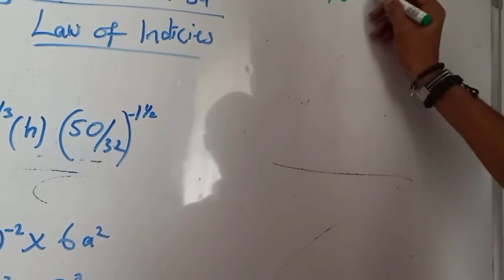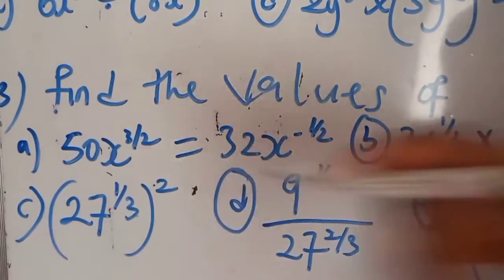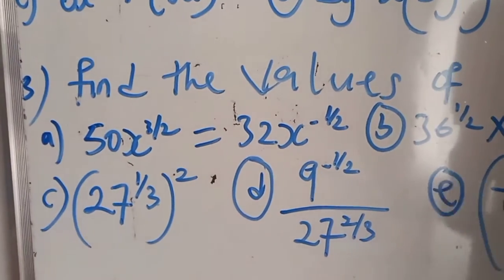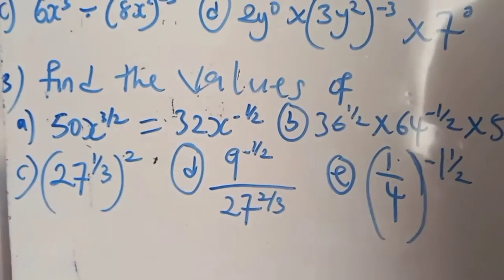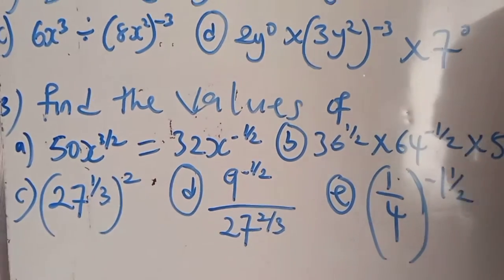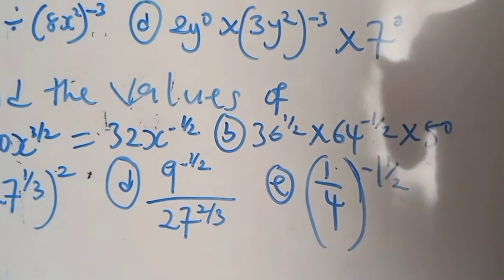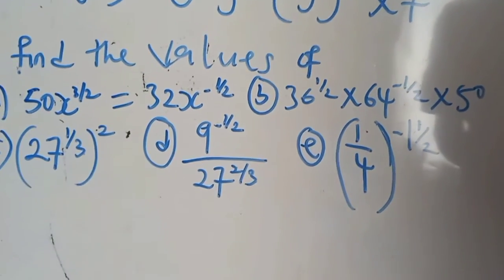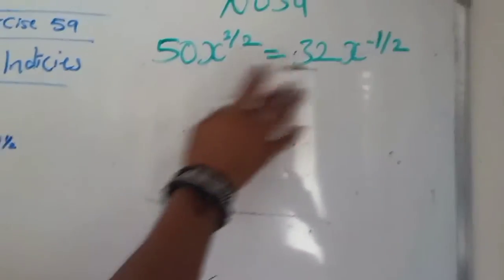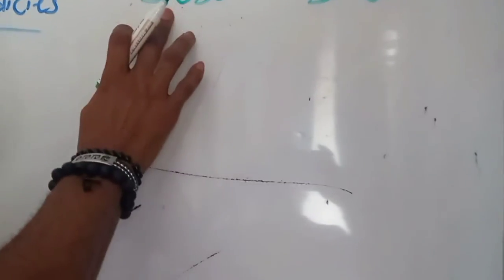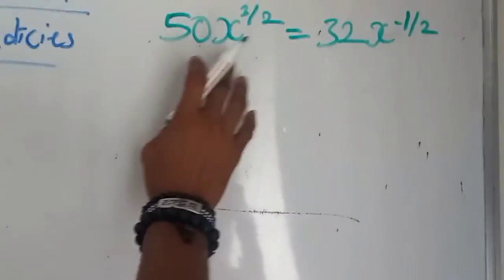Number 3a, which is what? 50x raised to power 3 over 2 equals what? 32x raised to power minus 1 over 2. Now this is the question here, and now what happened? Something is common between this one and this. 2 is common between 50 and 32. So I will say they are both divisible by 2.